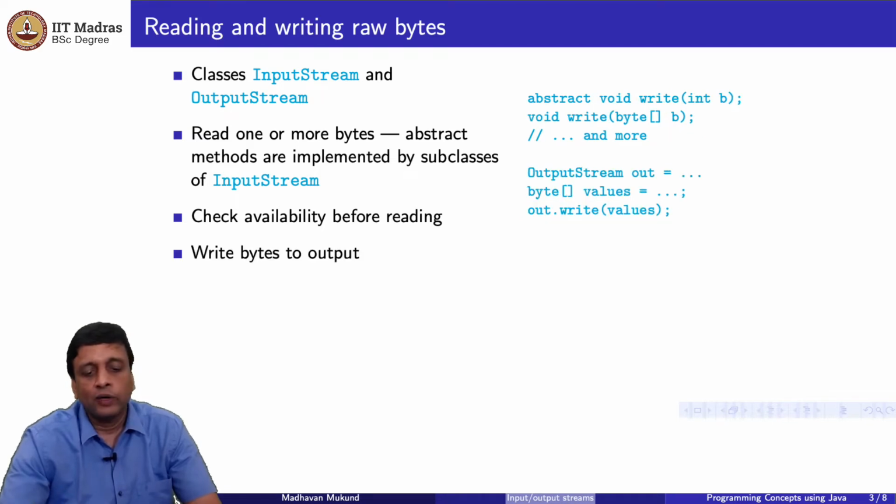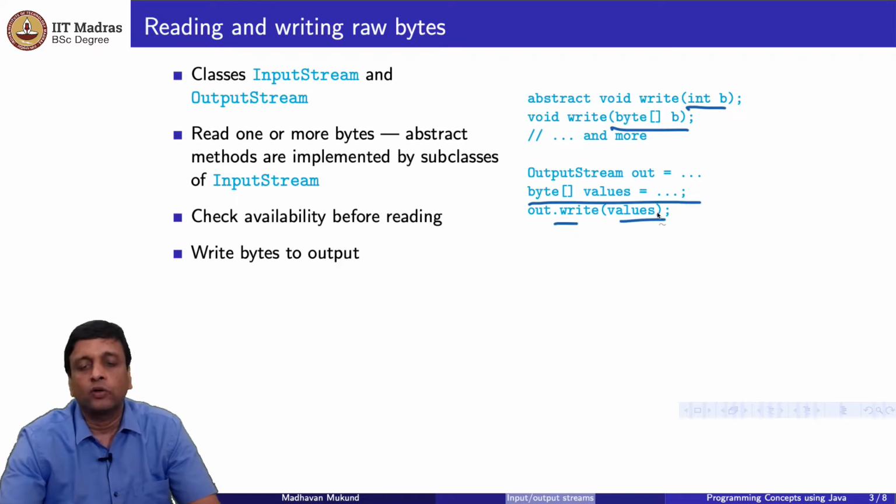So symmetrically, you have an output stream class which gives you these abstract and concrete ways to write data. So you can write a single byte, right? Or you can write an array of bytes and so on. So for example, here is a situation where you have an array of bytes and you write it out in one shot.